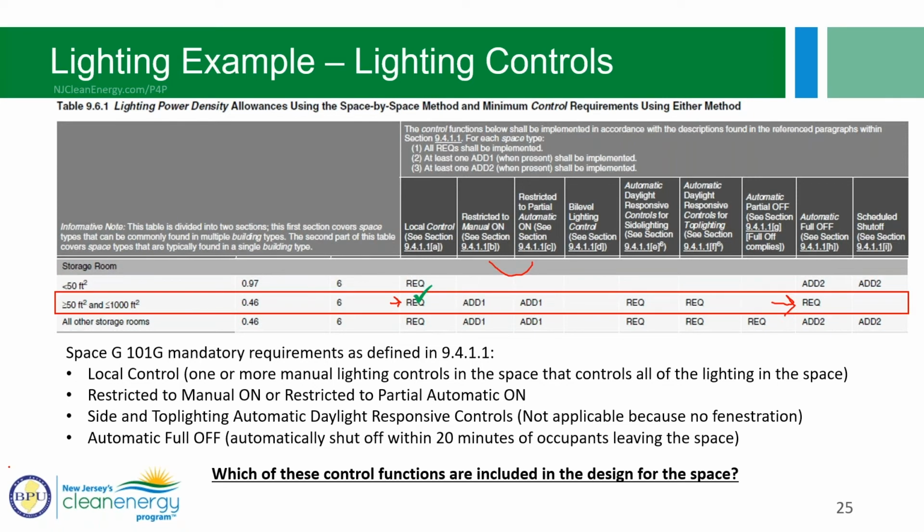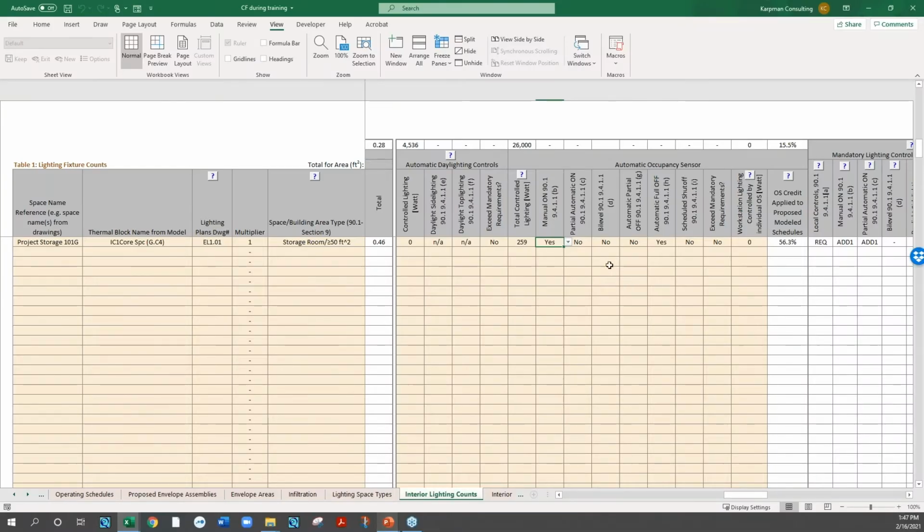So in our example here, we've got yes to manual on, yes to full off. And the nice thing is that the compliance form will tell you when a control is required by showing this red outline. So if I were to put no here, it would still have the outline, which indicates to me you're not meeting mandatory requirements. So all the red goes away once you've selected yes, no, and you're consistent with the mandatory requirements.